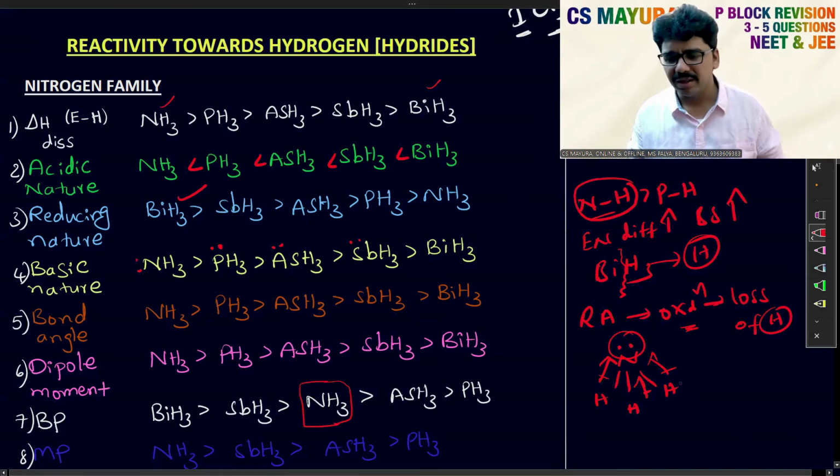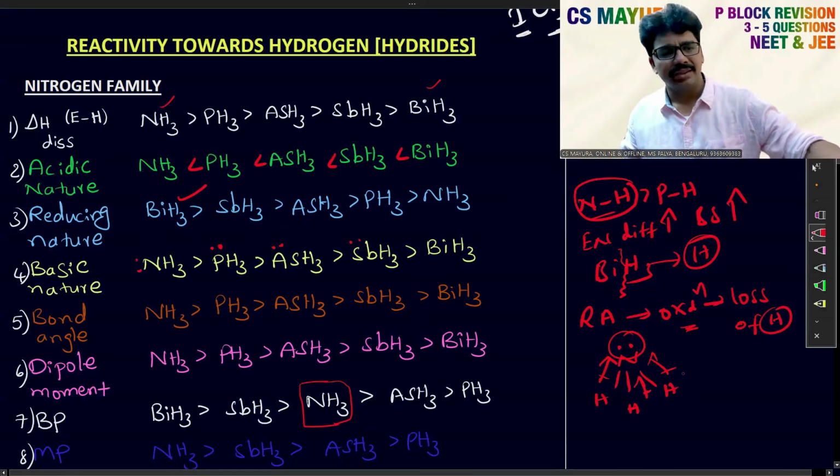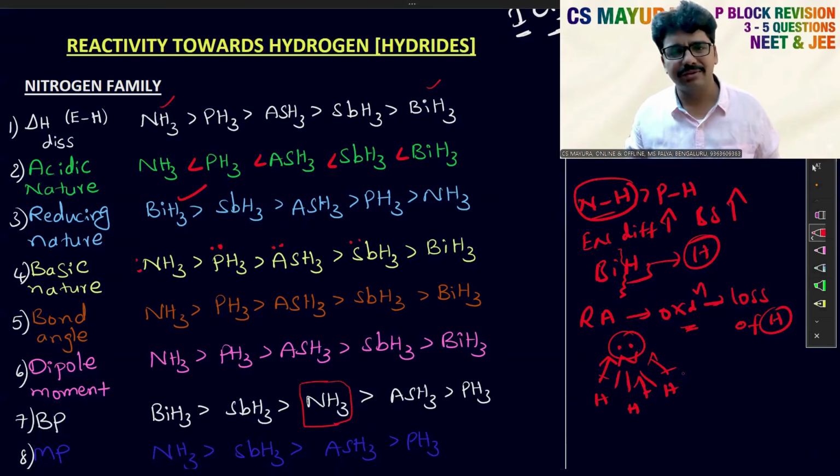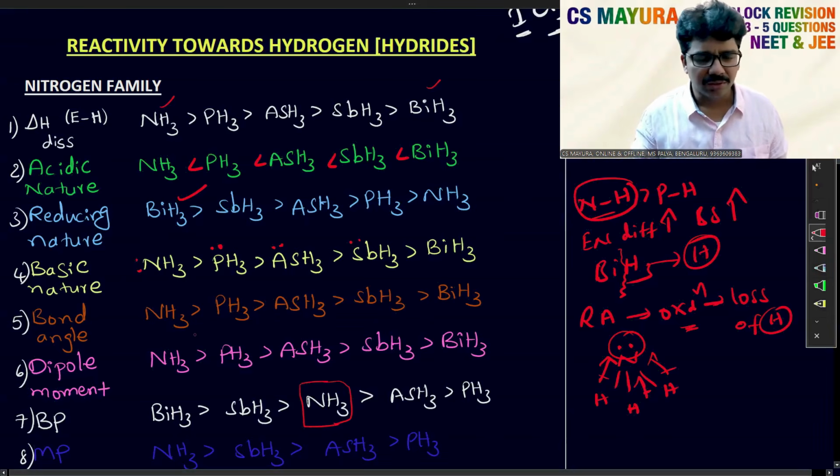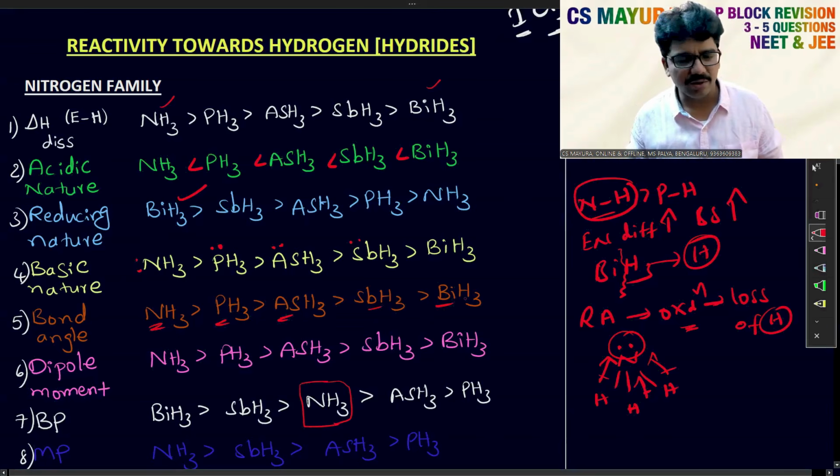Once again, taking the nitrogen hydride, ammonia: in ammonia, three N-H bonds are there, right? Nitrogen attracts the shared pair of electrons towards itself. Already nitrogen has a lone pair, and now three bond pairs are coming towards the nitrogen. So high electron density accumulates at the nitrogen, and ammonia acts as a good Lewis base. As the electronegativity of the central atom decreases, the basic nature gradually decreases.